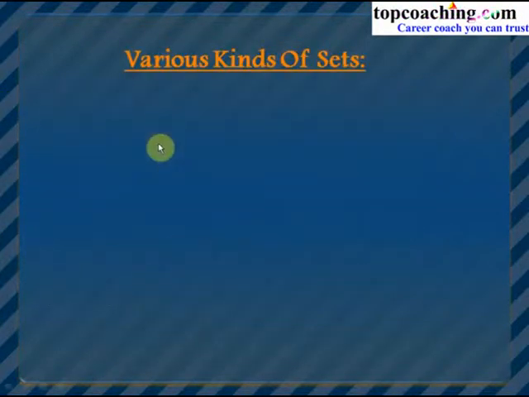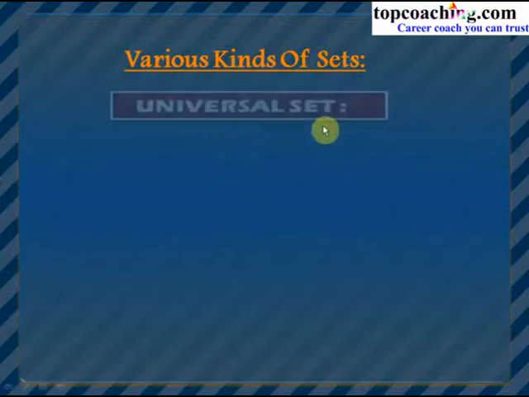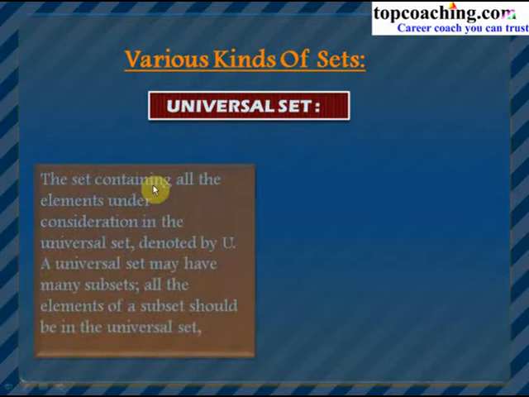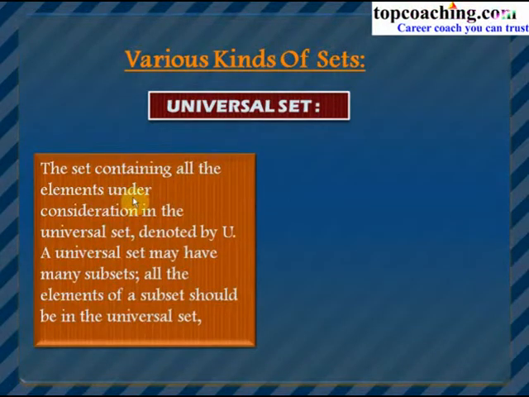Now we are going to study various kinds of sets. The first is the universal set. What is a universal set? The set containing all the elements under consideration is a universal set, and it is denoted by U. So capital U represents a universal set. A universal set may have many subsets. All the elements of the subset should be in the universal set.